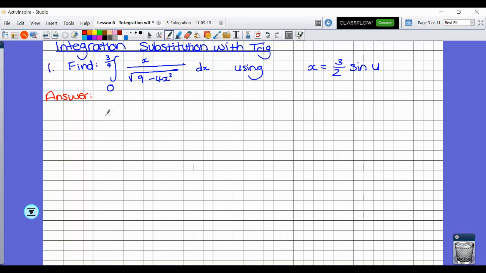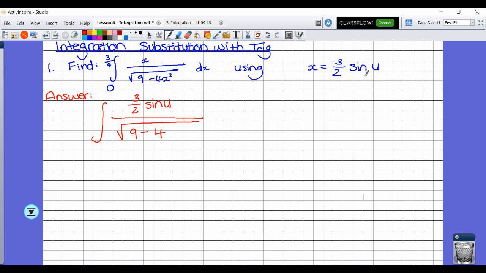Okay, the same way that we always start any integration with substitution questions is we're going to see what we can sub out already. So we've got 2 x terms in here, and we know that x is 3 over 2 sine u. That's the first thing I'm going to swap out. Okay, so I'm just going to keep my integral sign here. I'm not putting the limits in right now because I'll need to change those eventually. So on the top, we've got 3 over 2 sine u, because that was just x on the top. And on your denominator, we've got the square root of 9 take away 4 times x squared.